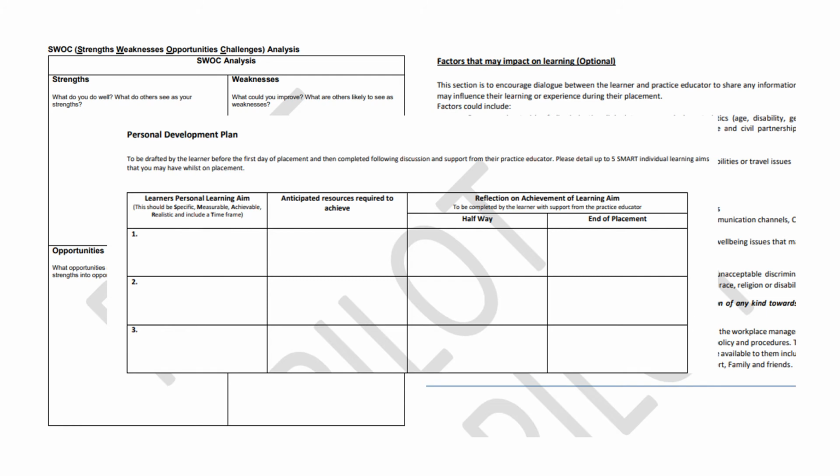Finally, the learning agreement includes a personal development plan. This is to capture any personal learning objectives that the student may have, to plan what resources this may need, and to be able to record the outcome.